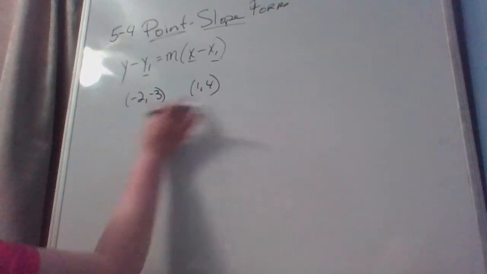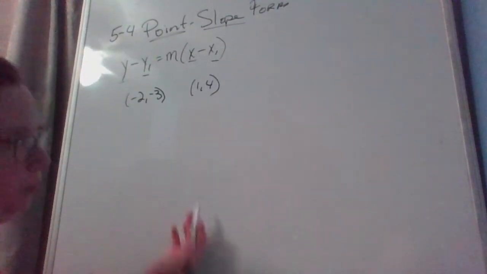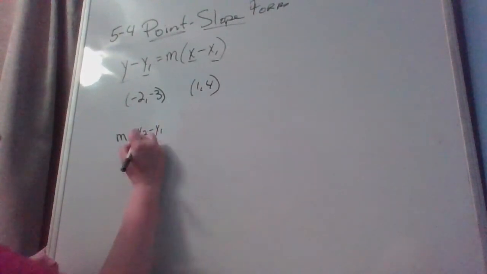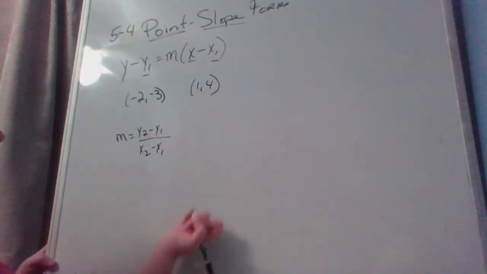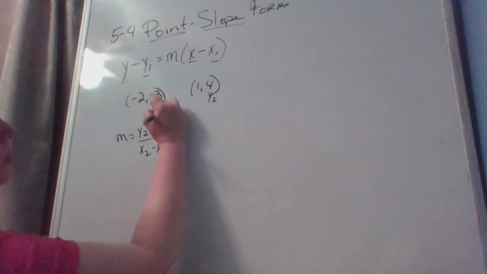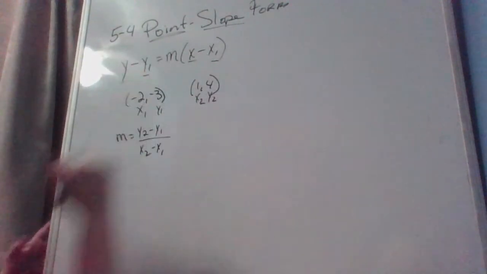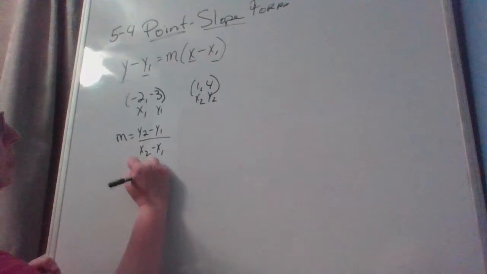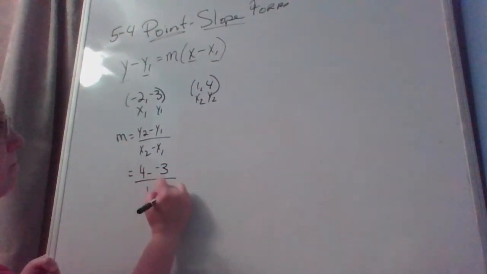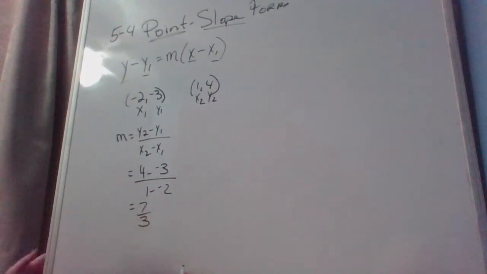We can pick one of these to plug in for our x1, y1, but the other thing that we need is slope. So we're going to need to use that slope formula that we have talked about previously. And we're going to decide which ones are our 2's and which ones are our 1's, making sure you keep your 2's together, your 1's together, and then we can substitute in. And we get our slope, which is 7/3.